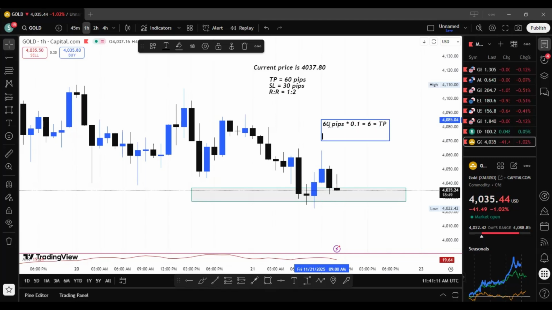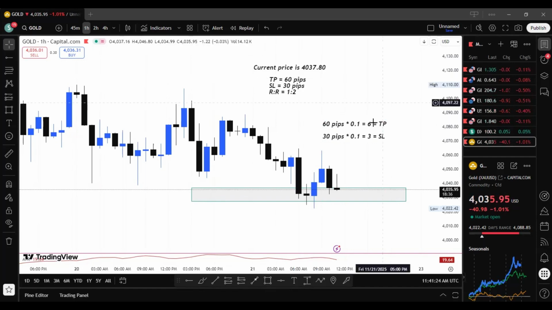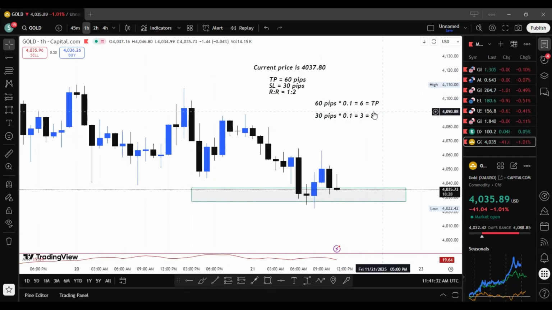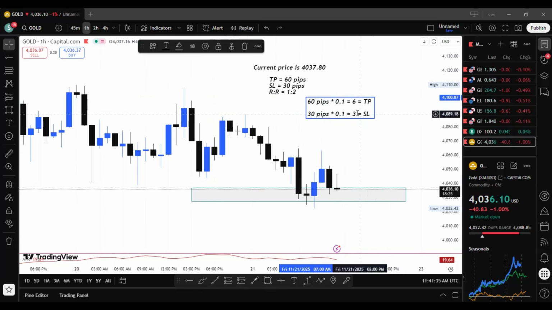Then the stop loss is 30 pips, so it will be 30 pips multiplied by 0.1, which gives us what? 3, which will now be our stop loss. All right, so this is basically what we are going to use. Now let's look at the TP. Let's set the stop loss first, which is the first important thing. So our current stop loss is what?